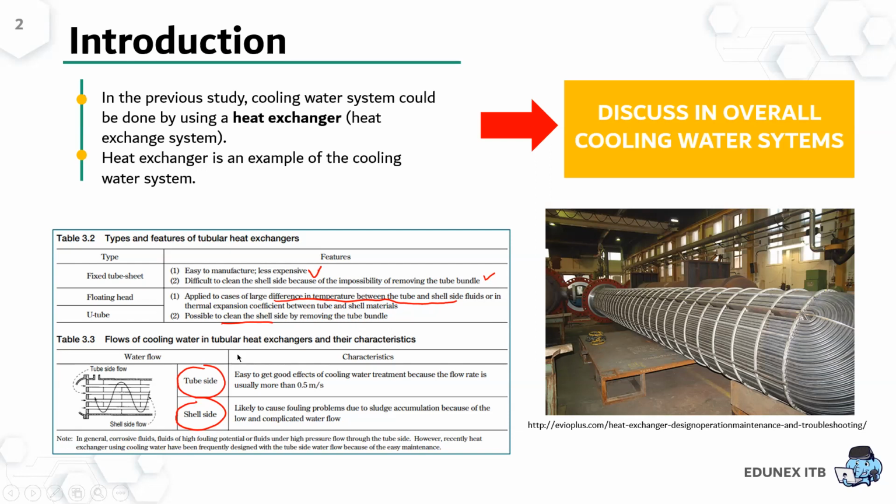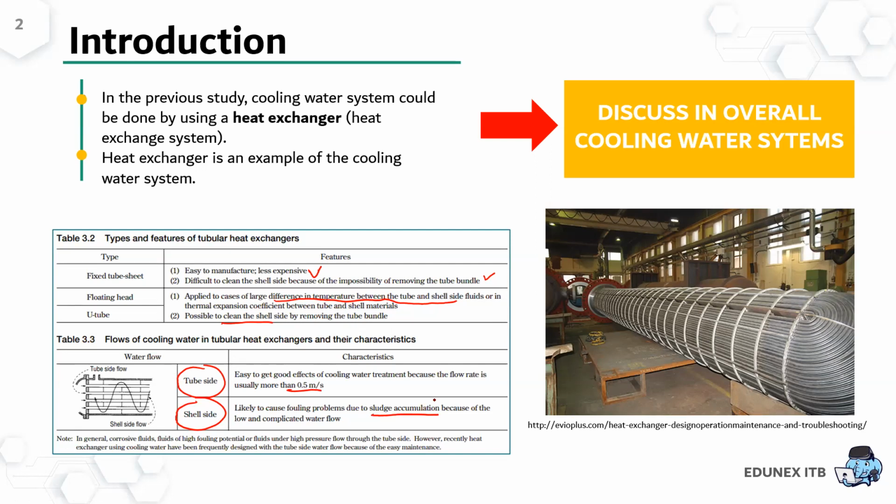So the characteristic for the tube side is that it is easy to get good effects from cooling water treatment because the flow rate is usually more than 0.5 meter per second. While for the shell side, it is likely to cause fouling problems due to sludge accumulation because of the low and complicated water flow.